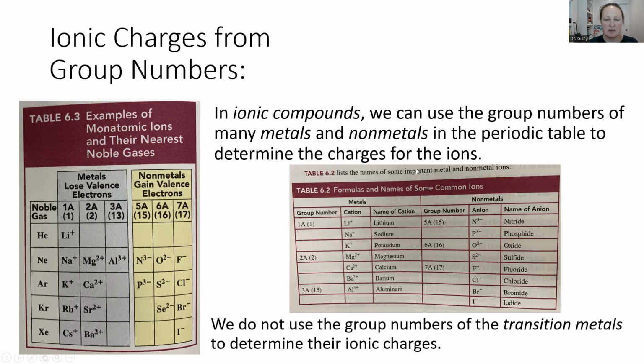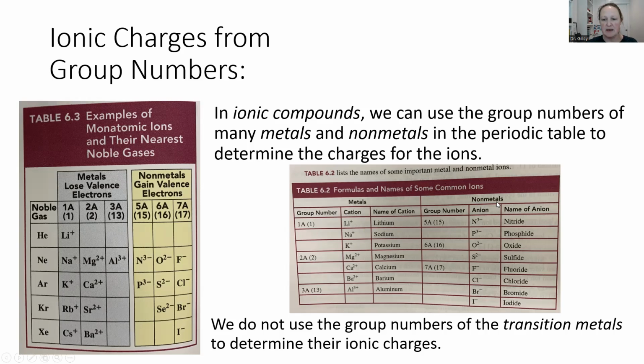And here's another table from your book listing some common formulas and names of some common ions. Here you can see the group number, the different examples of ions that form from elements in that group, and then also the name of the cation. Notice that the name of the cation is the same as the element name. So the element name is lithium, and the cation is also called lithium.